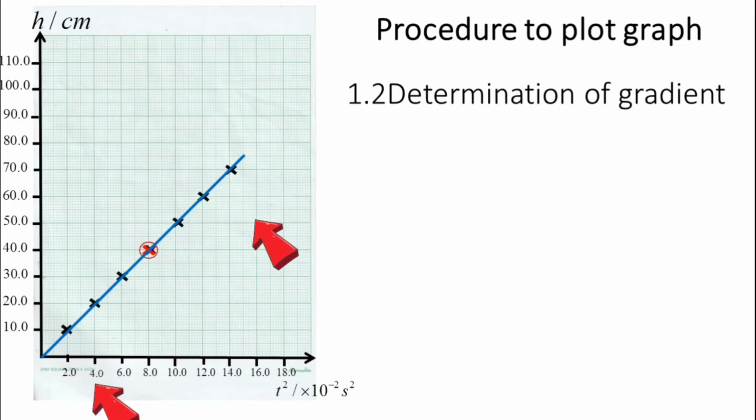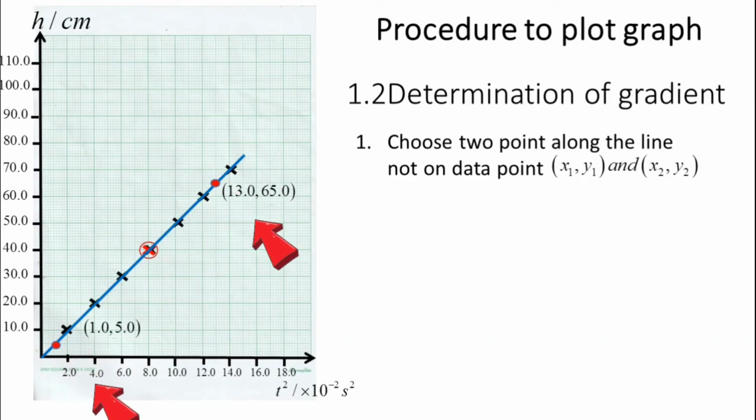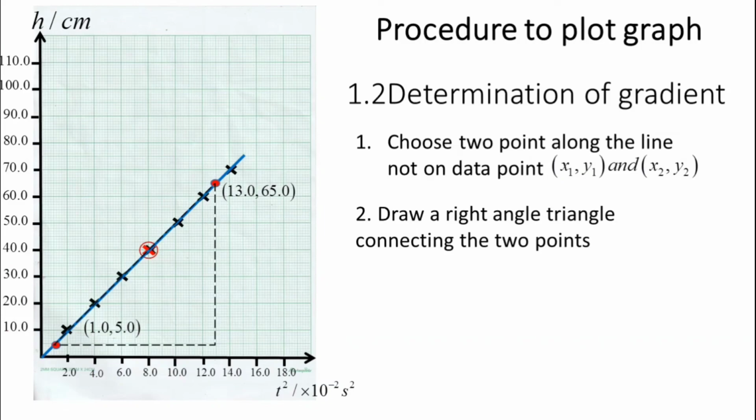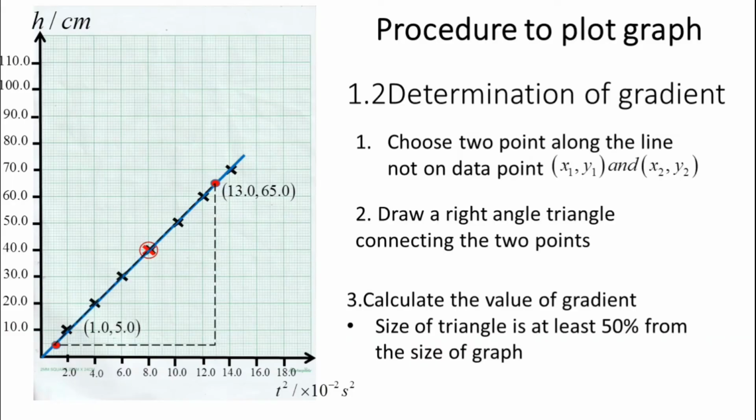To determine the gradient of the graph, you are going to choose 2 points along the line, not on the data point, but on the line. And then you are going to draw a right angle triangle connecting the 2 points. The coordinate of the point is 1, 5 and 13, 65. And then we are going to calculate the value of the gradient. Make sure the size of the triangle is at least 50% from the size of the graph.